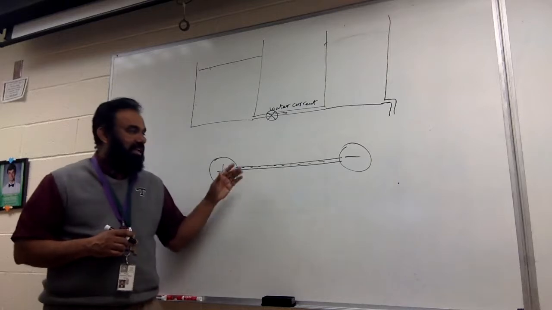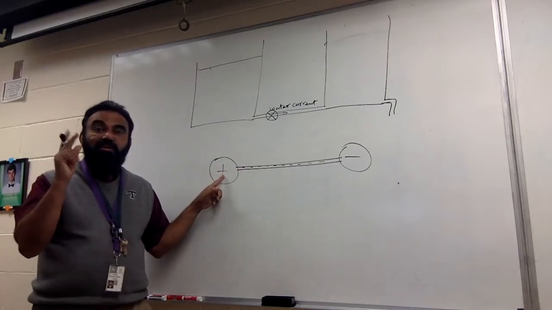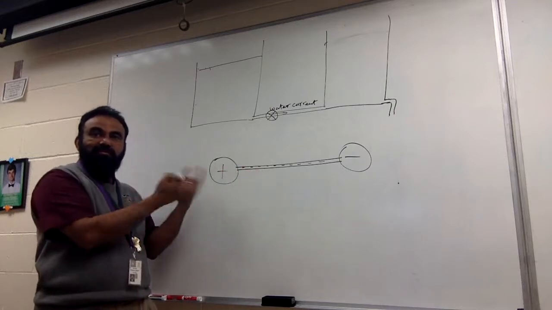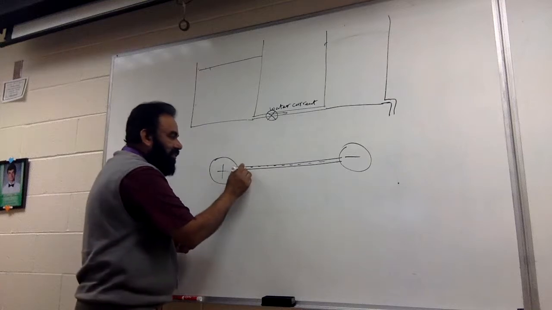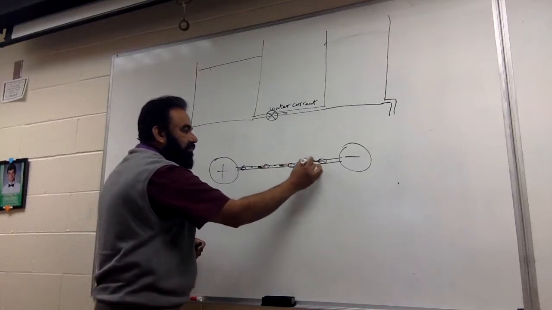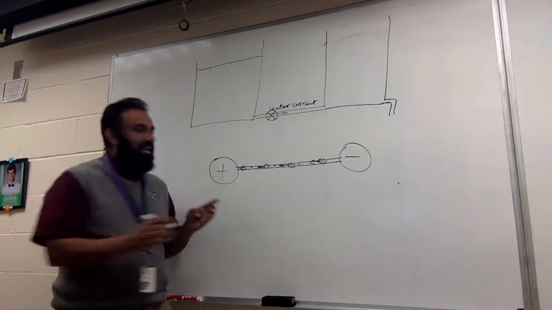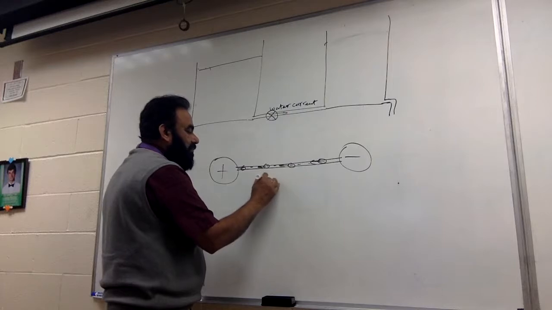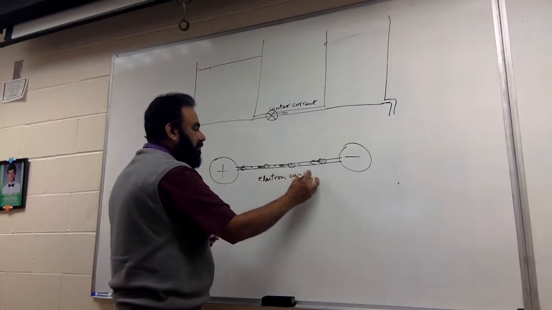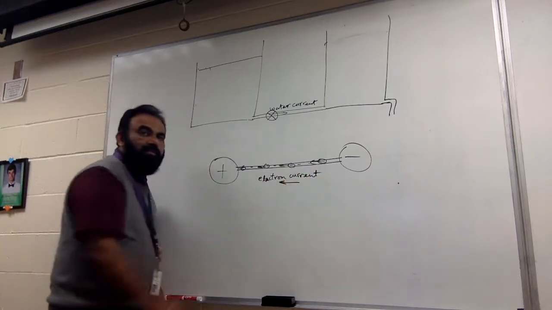What happens as soon as you connect the copper wire across the two? This is deficient of electrons, so it wants electrons. So what will happen to these electrons? It will start pulling them. So these electrons will start drifting this way, creating an electron current. Which way is the electron current? That way.